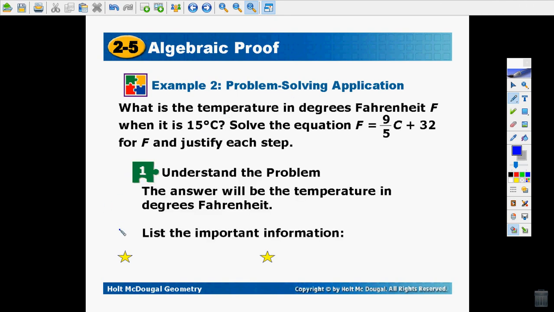So let's list the important information. What do we know? Well, we know that equation, and we know that Celsius is 15 degrees right now. So the important information is the equation to convert from Celsius to Fahrenheit, and the other thing that we know is it's 15 degrees Celsius. Okay, so C is 15. What are we thinking we need to do in order to solve this? Well, what would you normally do if you were given this problem and you didn't have to use a proof? Normally, since you see C equals 15 and you see a C over here, what would we do?